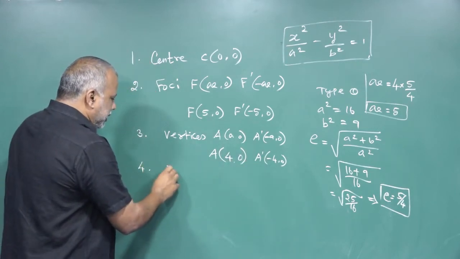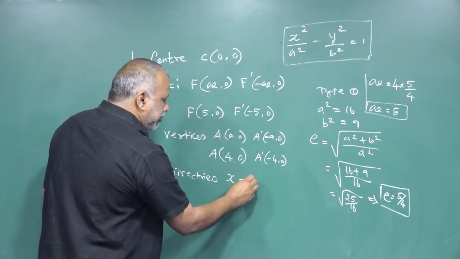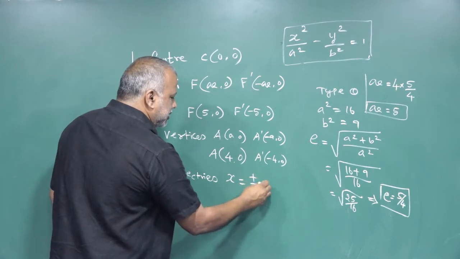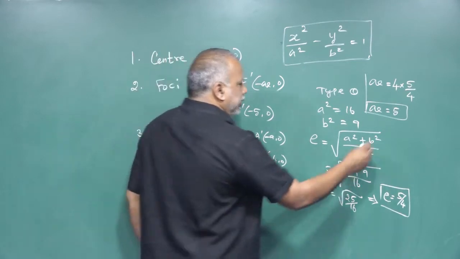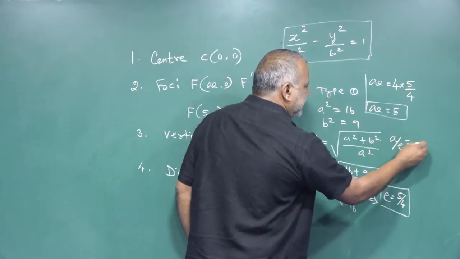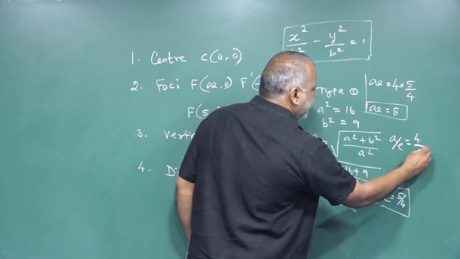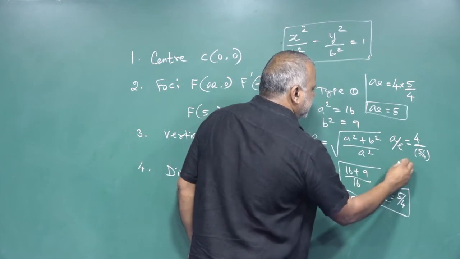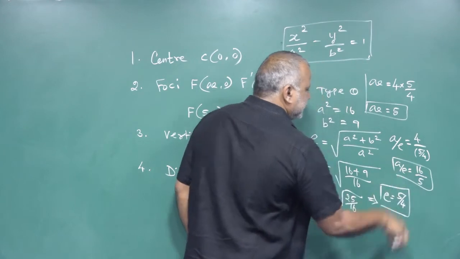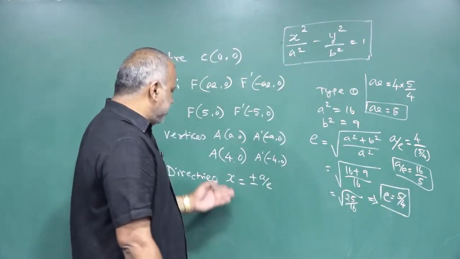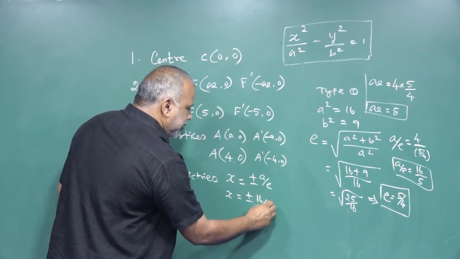Then point number 4, directrices. It belongs to type number 1, so x equals plus or minus a by e. Already we worked out we need a divided by e. That means the value of a is 4 divided by the value of e, which is 5 by 4. So by taking the reciprocal, a by e equals 16 divided by 5. Just substituting here, x equals plus or minus 16 divided by 5.